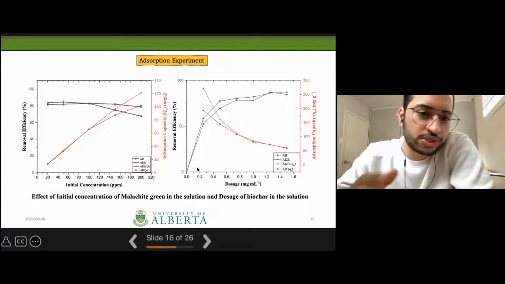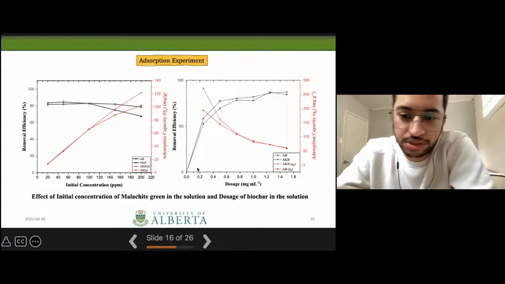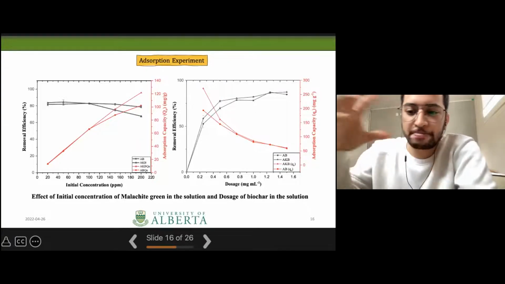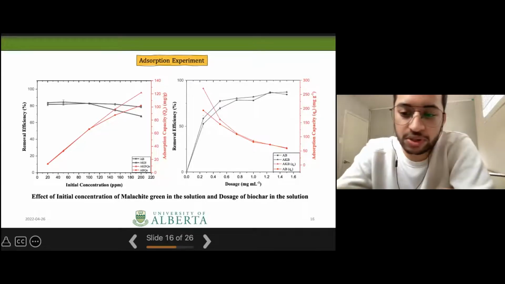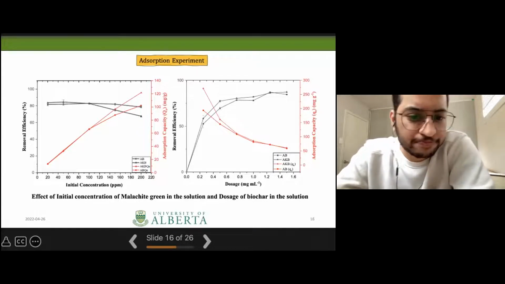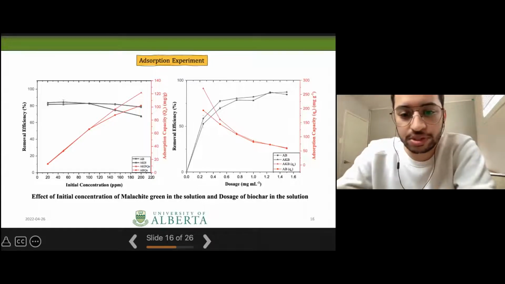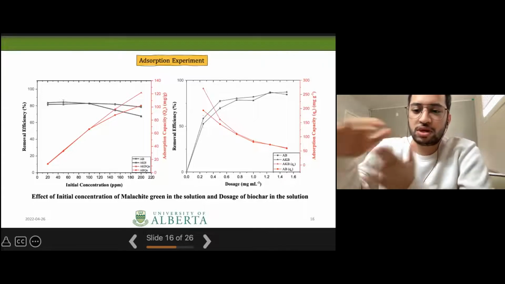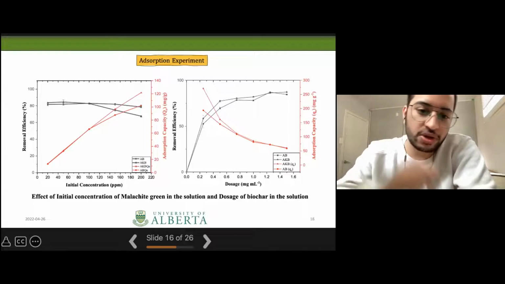Then we also analyzed the effect of initial concentration and biochar dosage. We observed that if we increase the initial concentration, the malachite green particles diffuse more rapidly to the surface, and it increases the adsorption capacity. Whereas in the case of dose, if we increase the dose, the adsorption capacity decreases because it results in the aggregation of the adsorbent particles at the higher concentration.